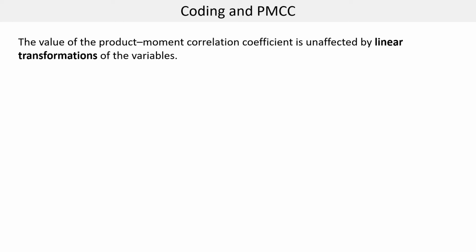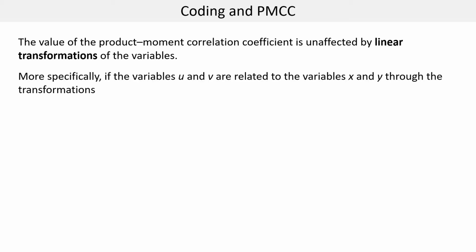We'll once again be looking at the PMCC, but now we're going to start to think about coding. How does coding affect the PMCC, and how does it affect S of XX, S of YY, etc.? Well, let's start with the product moment correlation coefficient. Linear coding has no effect on the PMCC.